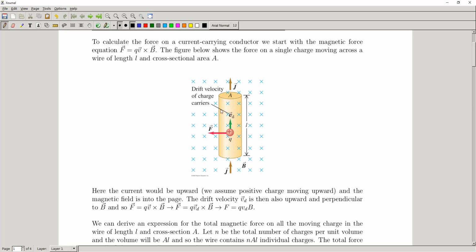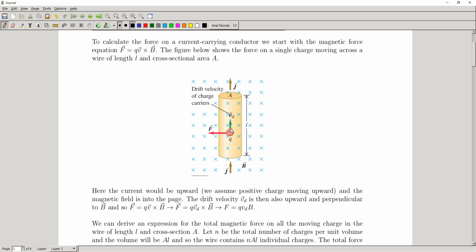So we have our current carrying conductor kind of like this. We have some current going through like this. But if we zoom in on a single charge moving through our conductor, it kind of looks like this. It has a drift velocity in the upward direction here. We have a magnetic field going into the page, as is indicated by these little X's.